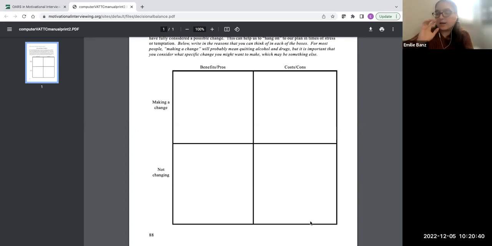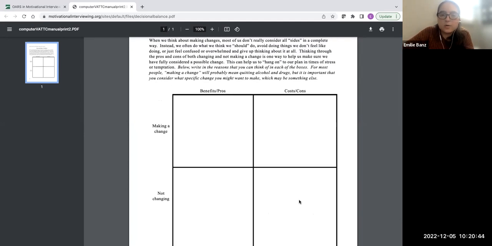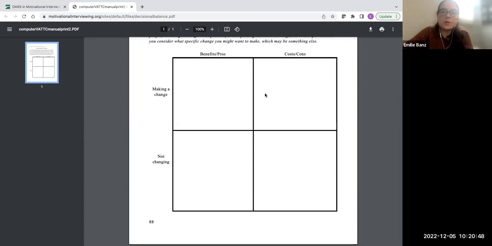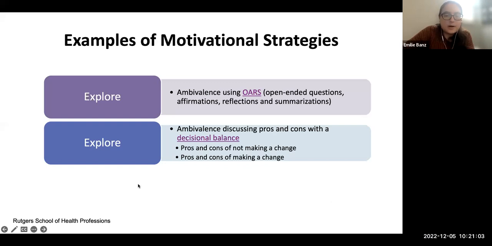So I like to end there, but there is no right way to do this form. What's important is helping the person to really explore in depth all of these different areas, and definitely using those open-ended questions to do so. Okay. And then I'm going to go back to our handy dandy PowerPoint.